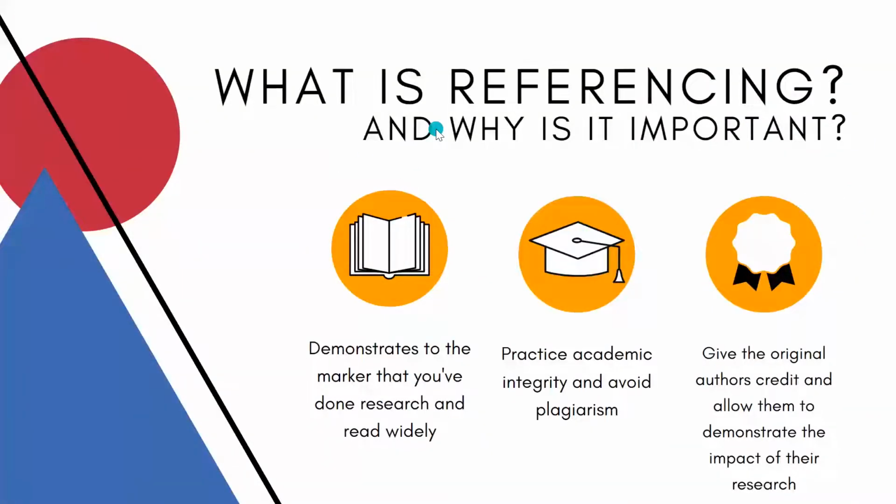What is referencing and why is it important? So referencing obviously is basically crediting the original author or the original owner of the work that you are using, whether you are paraphrasing it, whether you are directly quoting it. It's basically you demonstrating where you have got your ideas from. So you're not taking credit for somebody else's work. And it's really important for a few different reasons, actually.